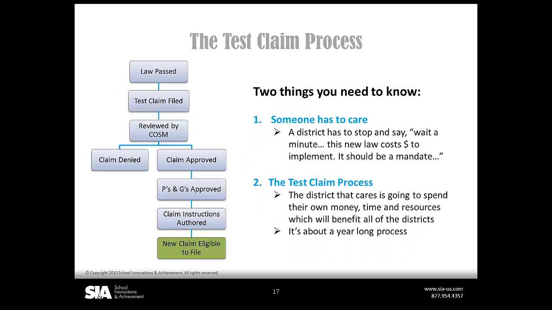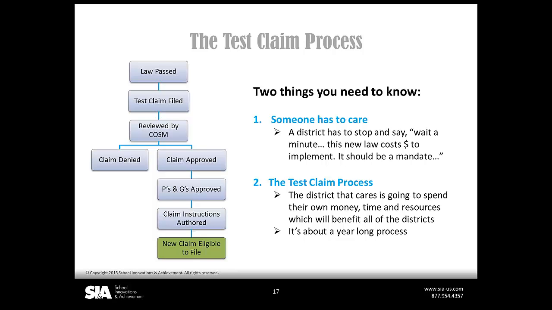Here's a great flow chart showing you the test claim process, which is really what it takes to get the state to pay for a new program. And it's a real lengthy process. I want to point out two things. One is that a district really has to care. A district has to stop and say, well, this new law is going to cost us money and we need to get paid for it.